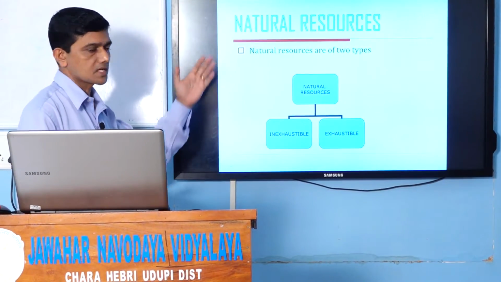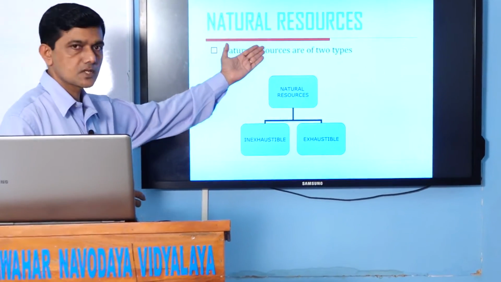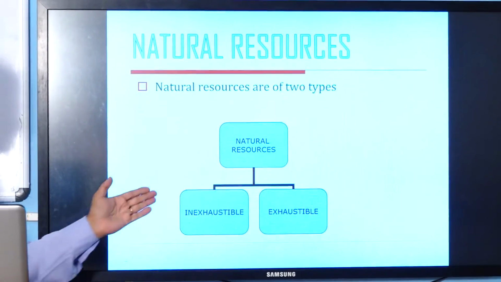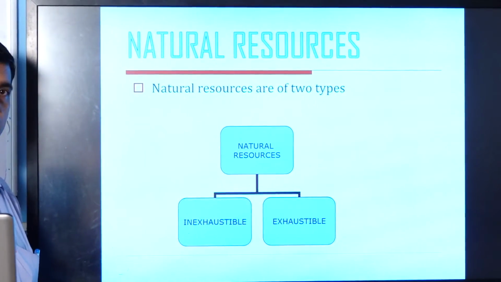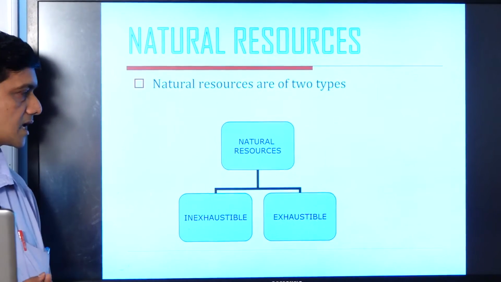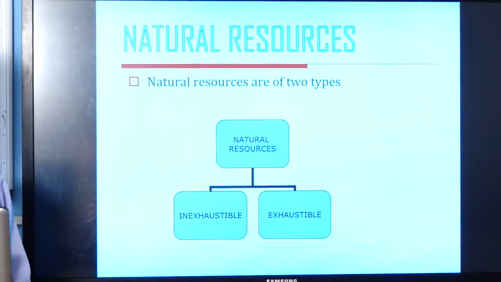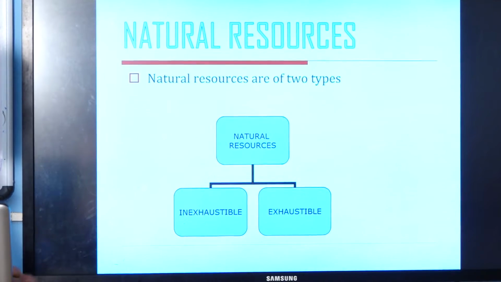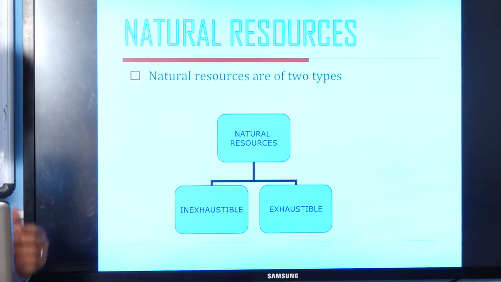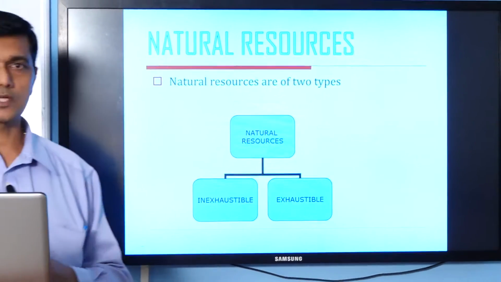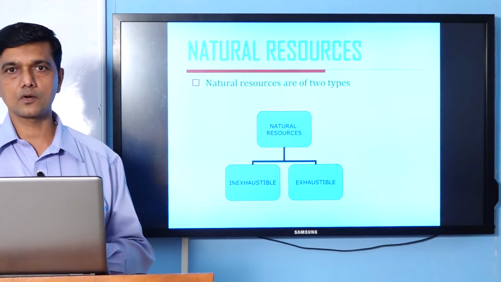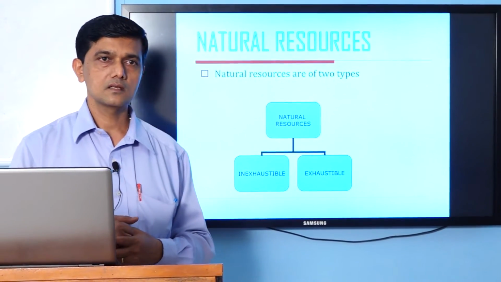Now coming to natural resources. Natural resources are of two types: inexhaustible natural resources and exhaustible natural resources. For example, we make use of sunlight, we get air, we get rain from the nature, we make use of minerals, we make use of petrol, coal, diesel.